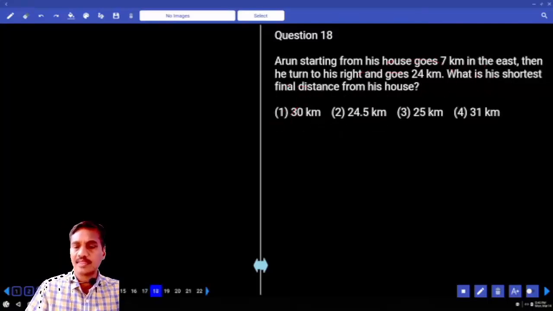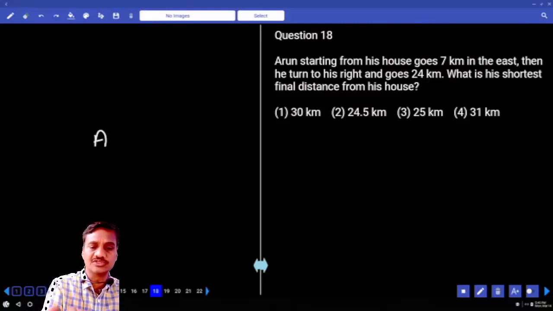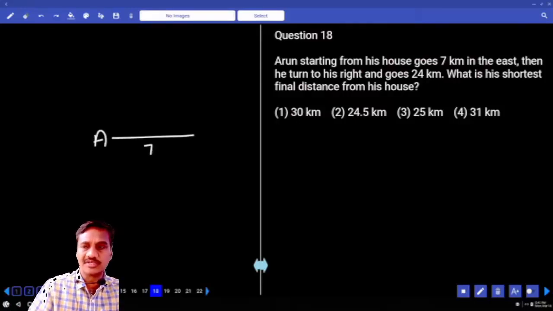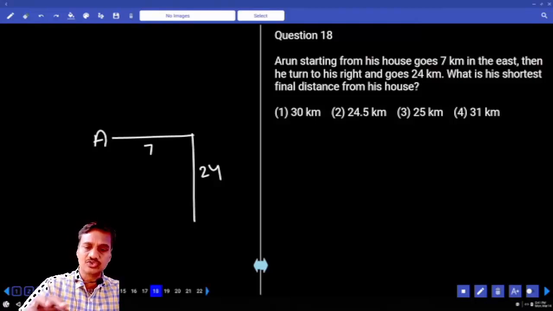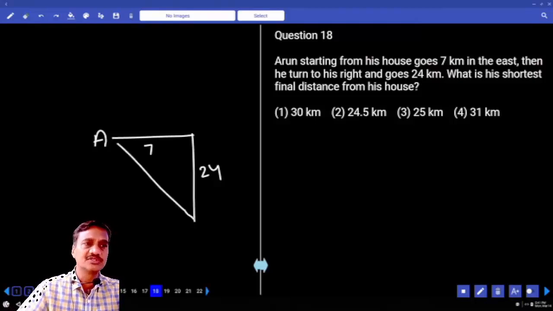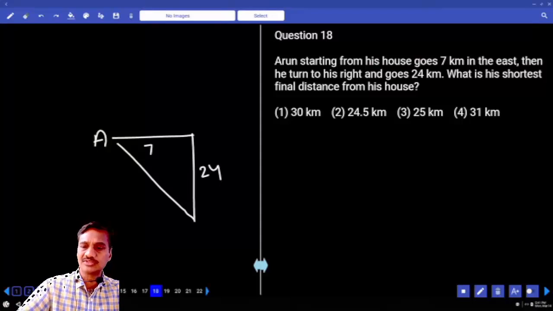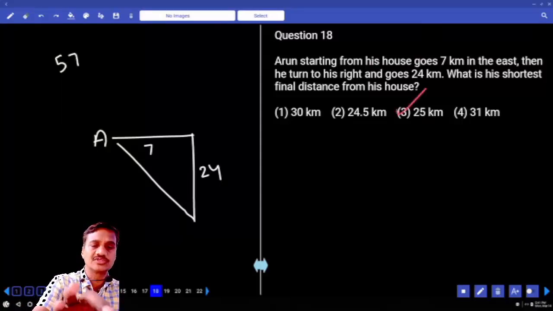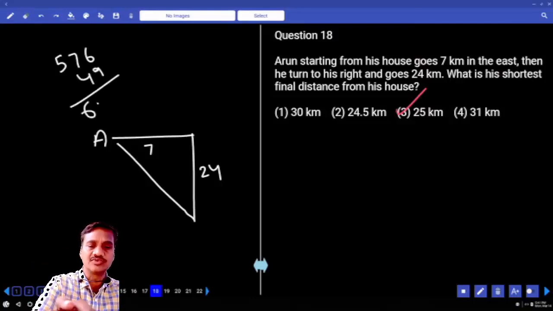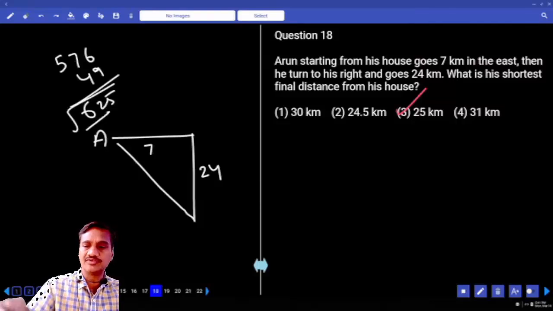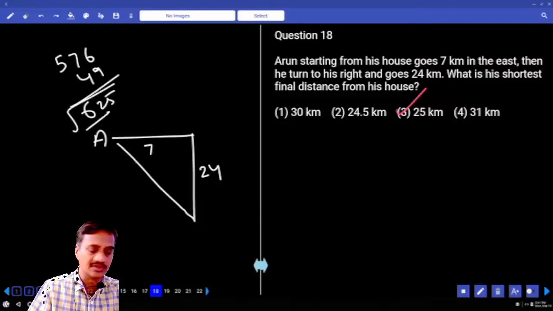Then the 18th one. Arun started from his house, goes 7 kilometers towards east. This is the starting point. From here, first he travels 7 kilometers, then turns to his right and travels for 24 kilometers. What is the shortest distance between these two? Now we need to find out the shortest distance. 24 square plus 7 square, the root of it is nothing but 25 kilometers. Now 24 square is how much? 576, and 7 square is 49. Sum of these two is 625. And square root of 625 is 25, that is choice 3, the 18th one.